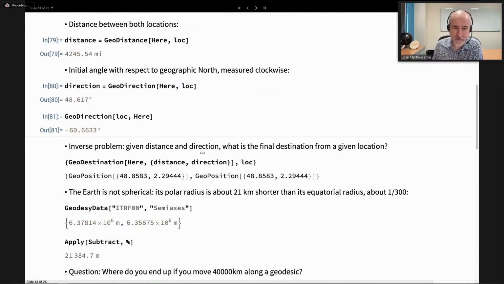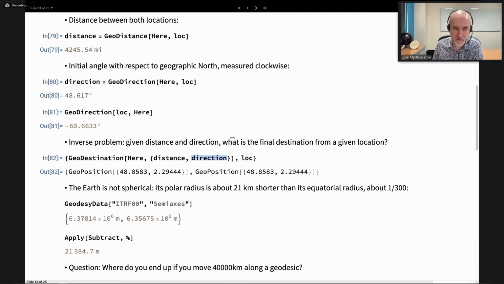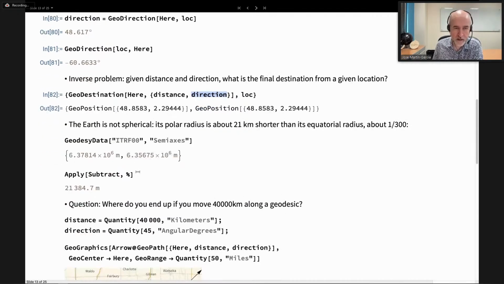Now, the direct problem of geodesy is the opposite. Given my location and a distance and an angle, give me the final location. That's computed by geodestination. So you give where you are, the distance you want to traverse, and the direction. And you see we arrived exactly at the same place that we started with in the previous computation, the Eiffel Tower. All these computations are performed with ellipsoidal geometry.